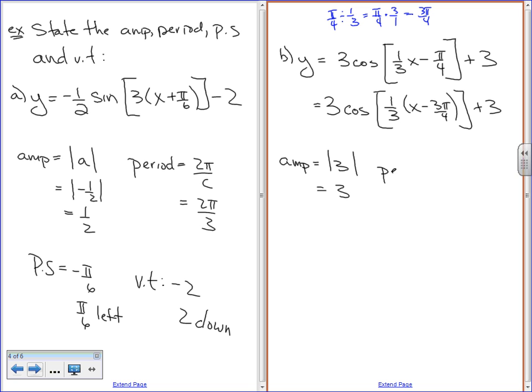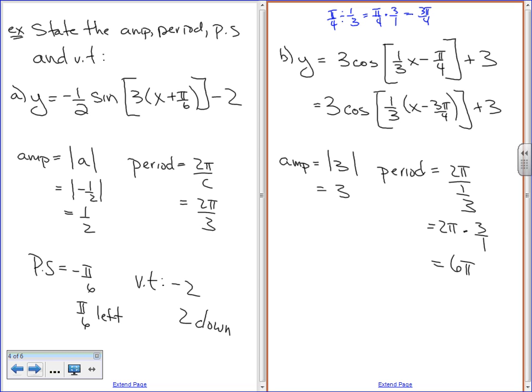The period is 2 pi divided by the C value. In our case, the C value is 1/3. So 2 pi divided by 1/3, invert and multiply. So the period of this function is 6 pi. Now it takes 6 pi to complete its primary cycle.